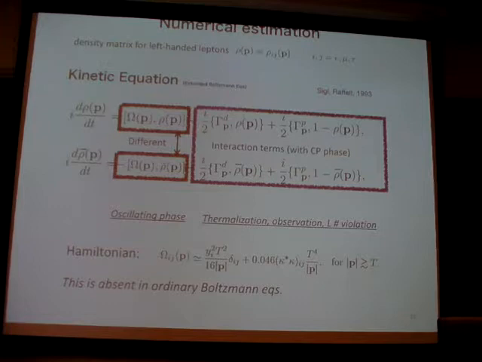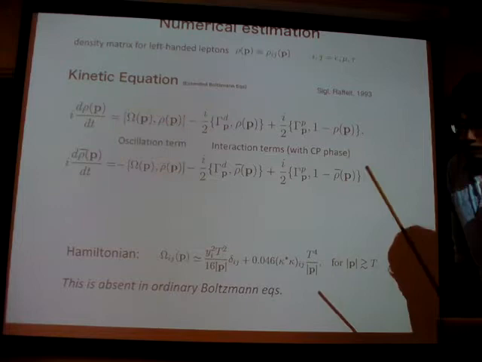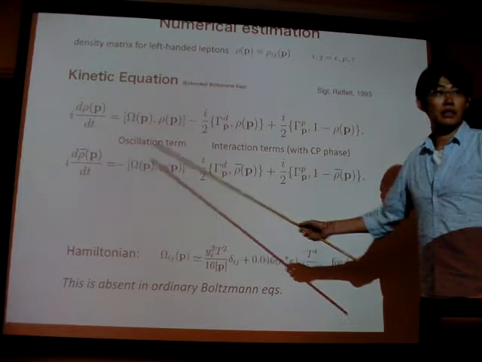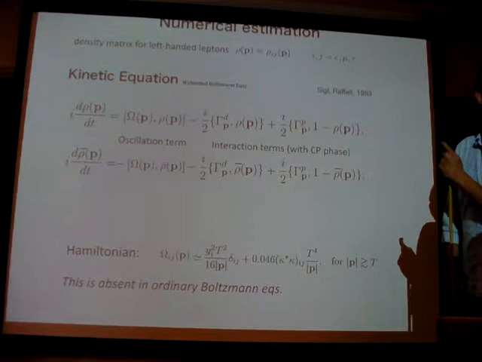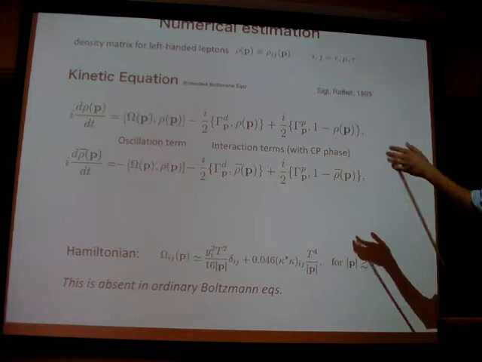Sorry, can you explain that sign? I'm sorry, it's not obvious to me. The sign, why is the oscillation term opposite sign? Unless it's just that you use the complex conjugate mass? Can you just tell me why it is opposite? It's just not obvious to me. Why is this opposite?